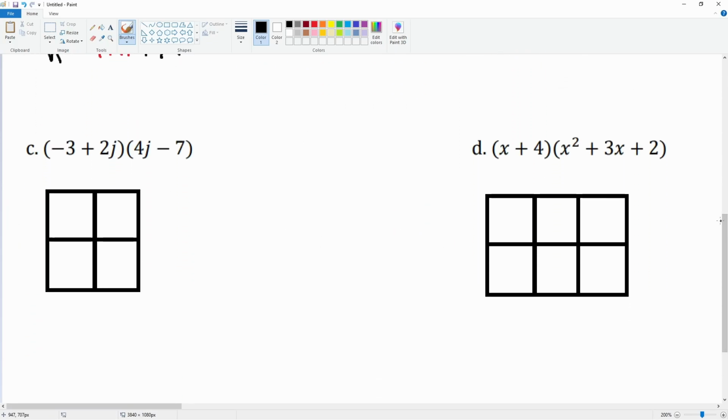And then we have C. The first column would be negative 3. Then we have 2j on the second column. On the other side, we have 4j and minus 7 on the second row.